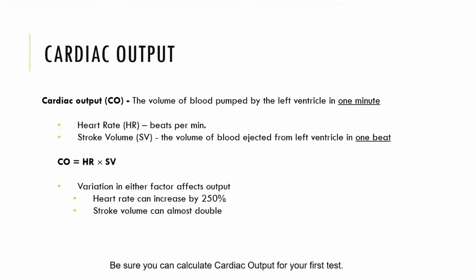And then the second factor is the stroke volume. So a lot of times you'll see heart rate abbreviated HR, and you'll see stroke volume abbreviated SV. So what is the stroke volume? It's the amount of blood that's pumped out of the ventricle during a single heartbeat. So if we multiply someone's heart rate times their stroke volume, we'll be able to derive their cardiac output.